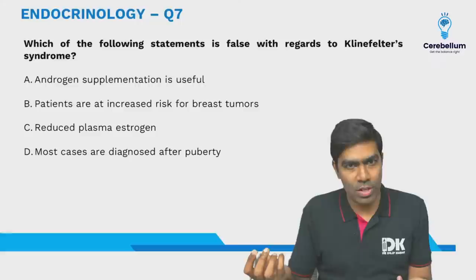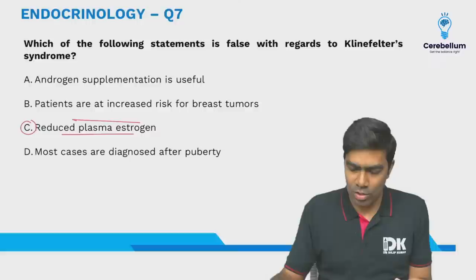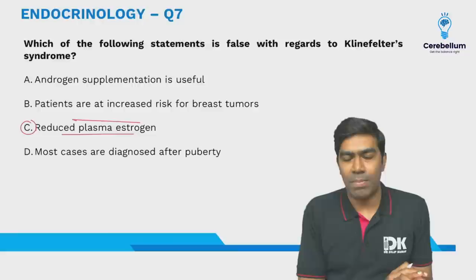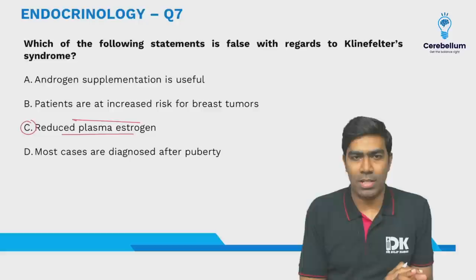So you want me to say the answer? The right answer for this question is going to be reduced plasma estrogen. Okay, that's the right answer. So why? Because in patients with Klinefelter syndrome, there will be increased plasma estrogen and not reduced plasma estrogen. And probably that is the main reason why patients are going to have gynecomastia. Okay, reduced plasma estrogen, that's not the right answer. It is increased plasma estrogen.